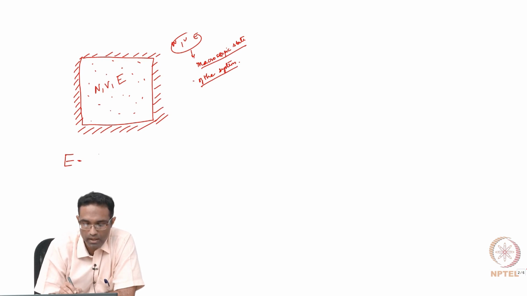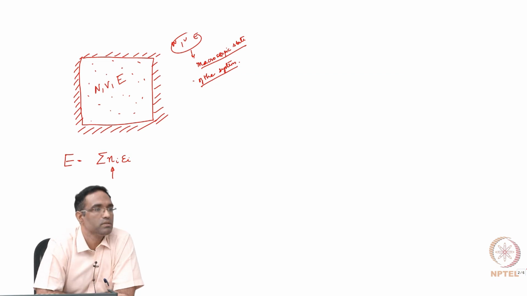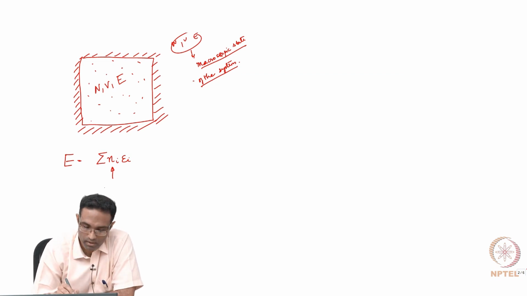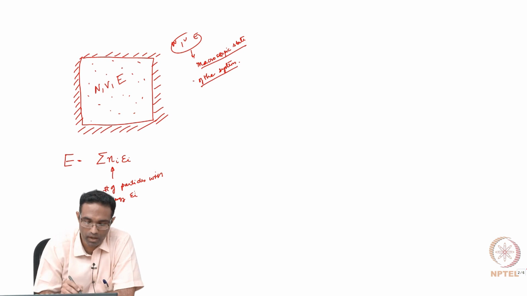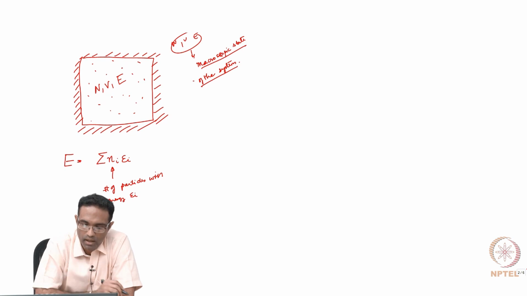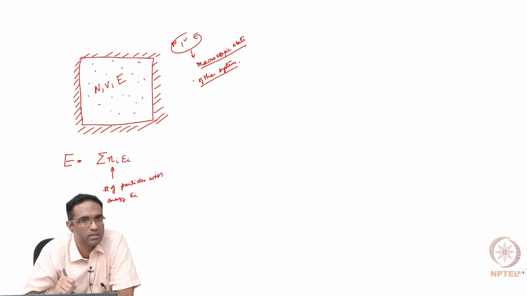Specifically, the total energy E is nothing but the sum of Ni times epsilon i, right, where Ni is the total number of particles with energy epsilon i. So you can just add them all up and you can get this energy E, right? Now it should be apparent that there are so many different ways this energy E can be reached, right? Each of the particles can be put in different energy levels so that the total energy of the system is E.